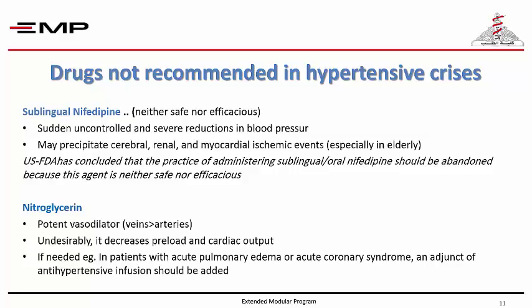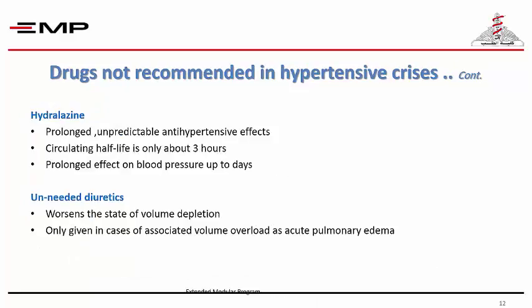Nitroglycerin also shouldn't be used. It is a potent venodilator rather than an arterial dilator. It undesirably decreases preload and cardiac output. If needed, for example in patients with acute pulmonary edema or acute coronary syndrome, it should be added as an adjunct to an antihypertensive infusion, and it shouldn't be depended upon as the sole antihypertensive.